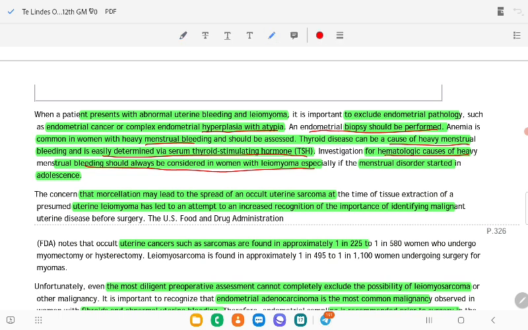Then there is the concern that morcellation may lead to the spread of an occult uterine sarcoma at the time of tissue extraction of presumed uterine leiomyoma. This has led to an attempt to increase recognition of the importance of identifying malignant uterine disease before surgery.